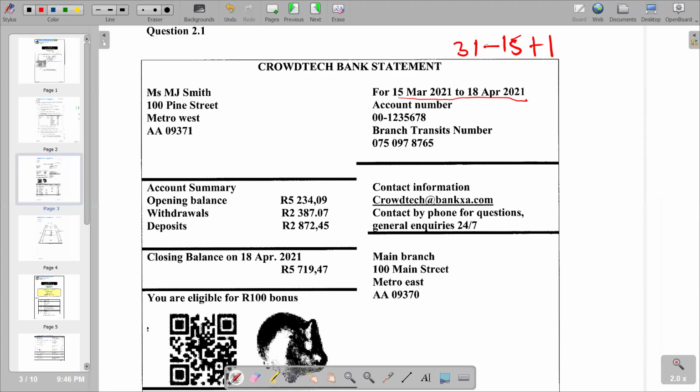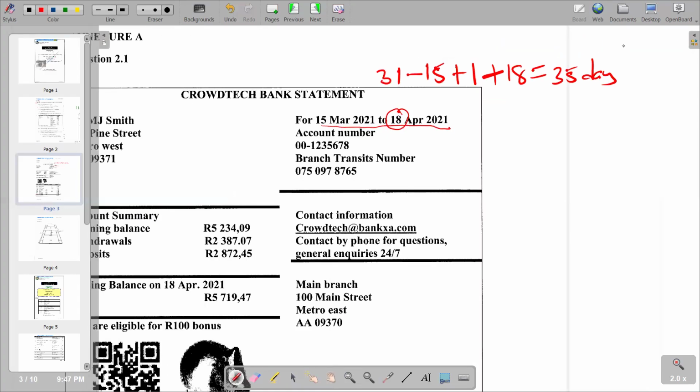And obviously we are supposed to add 1, because if you say 31 minus 15, you are not going to count the 15th. So we need to add one. Then we see that in April we've got 18 days, so no need to add one. We're just taking our 18 days in April and adding 18. After making your calculations, the correct figure that you're supposed to get is 35 days. So this is our answer, 35 days.